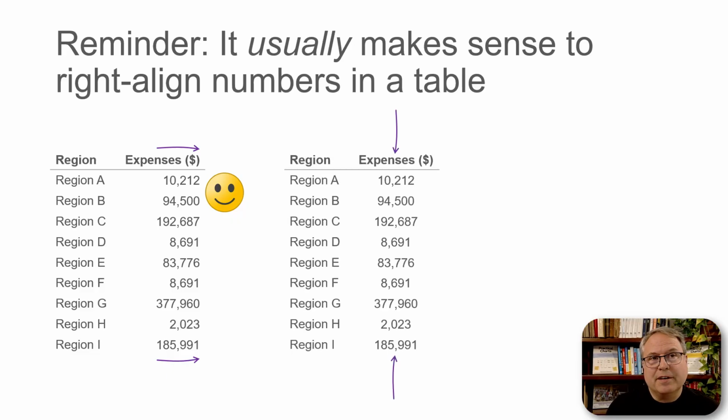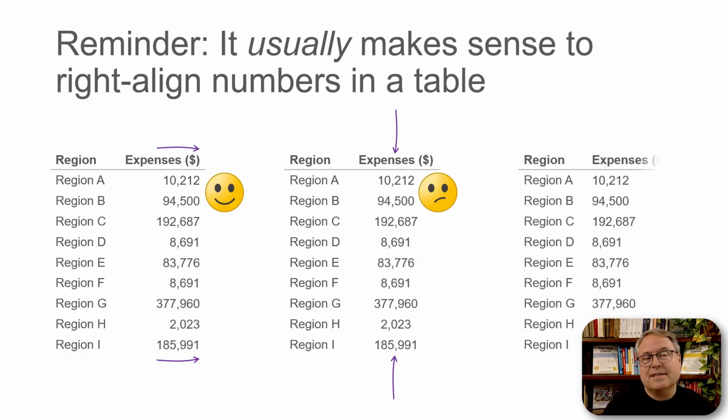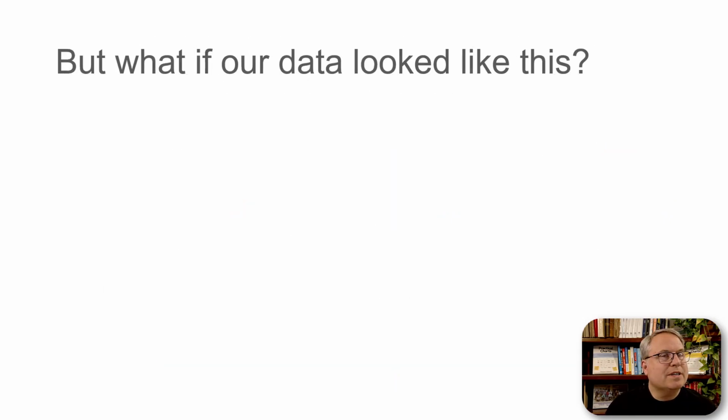If we were to center align the numbers, for example, then things don't really line up anymore, right? The tens don't line up with the tens, the thousands don't line up with the thousands. And the same if we were to left align, we'd basically have the same problem. However, what if our data looked like this?